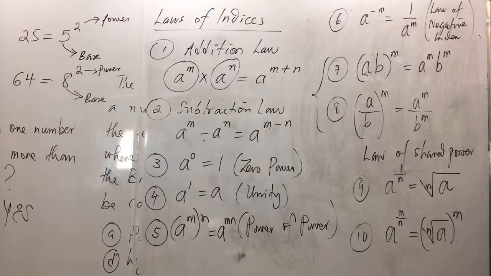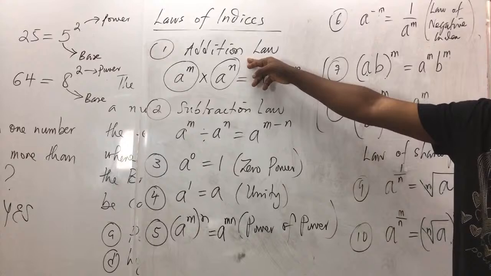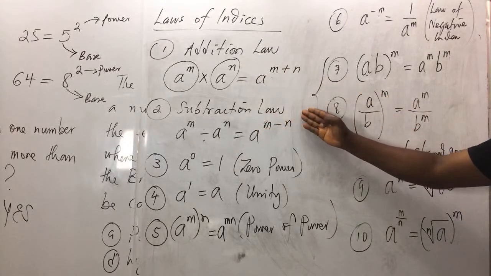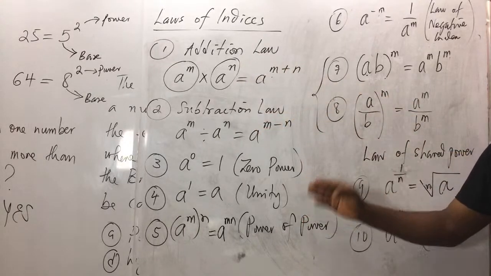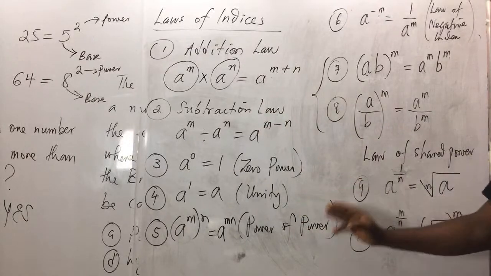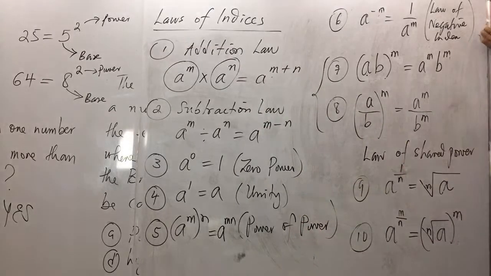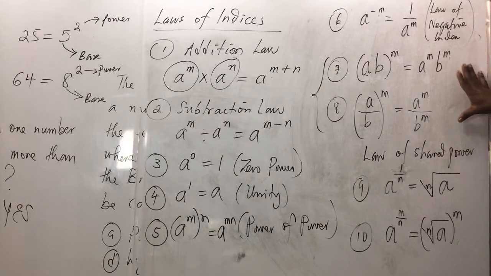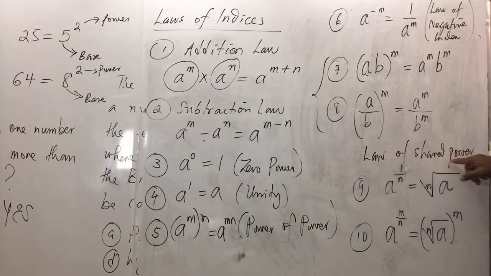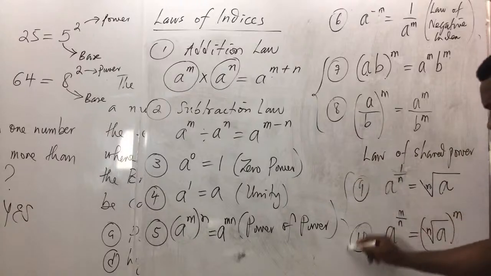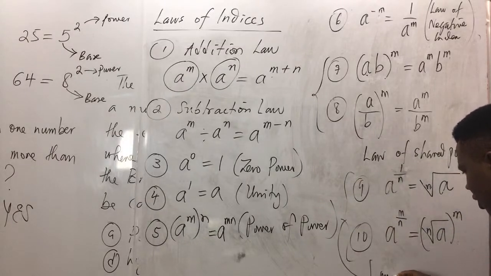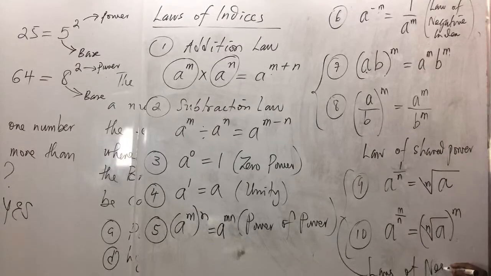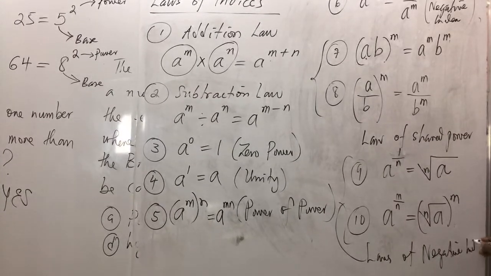Now, that being said, let's go over them again quickly and then go to the proof of these laws. Law number 1 is the addition law. Law number 2 is the subtraction law. Law number 3 is the zero power law. Law number 4 is the unity law. Law number 5 is the power of power law. Law number 6 is the law of negative index. Law number 7 and law number 8 both are called the law of shared power. Law number 9 and law number 10 are both called the laws of negative index.